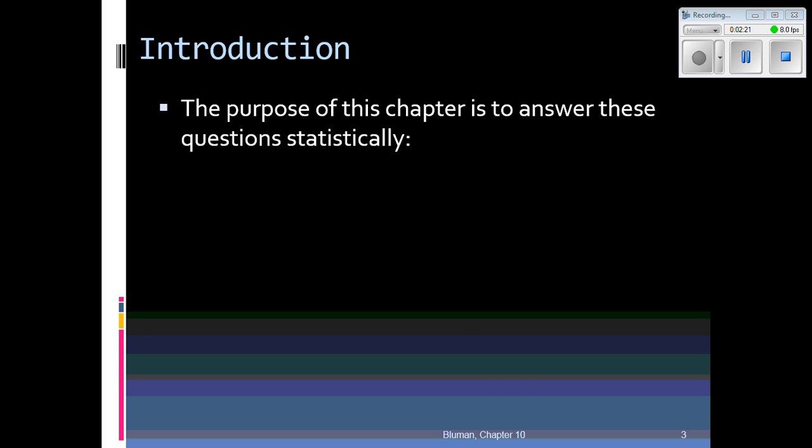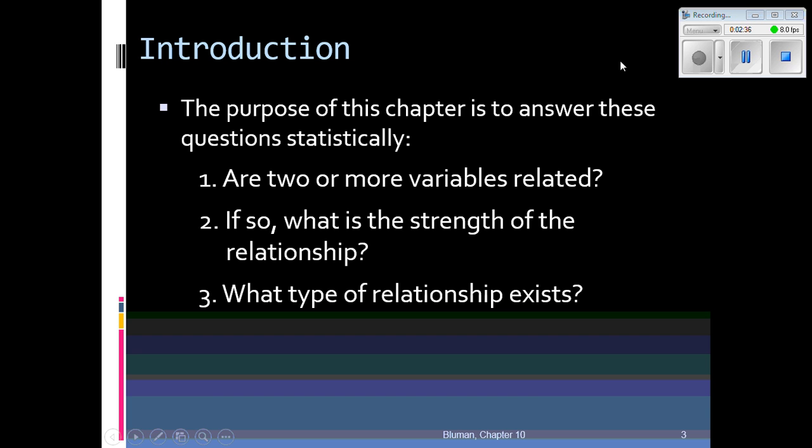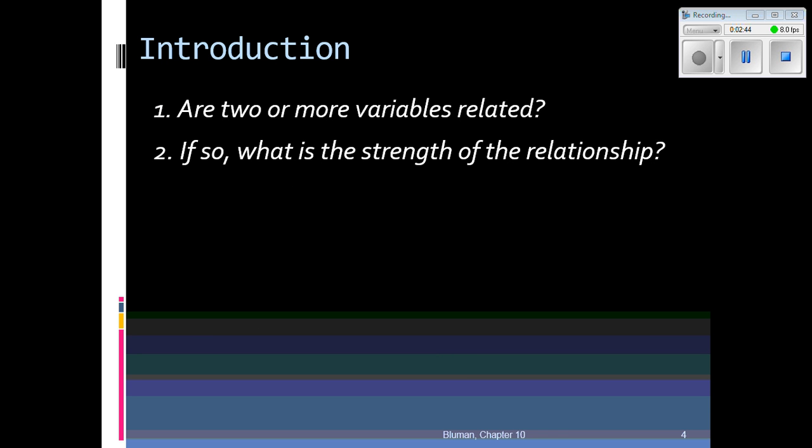So we have a few questions that we want to answer in this chapter. Are 2 or more variables related? If so, what's the strength of the relationship? Things can be related to each other, but it doesn't mean that they have a high relationship to each other. What type of relationship exists, and what kind of predictions can be made from that relationship?